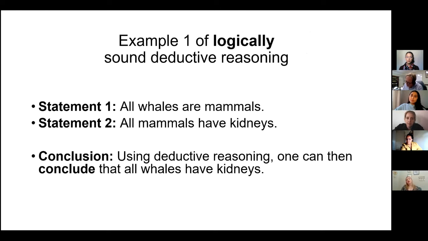So let me show you an example of a logically sound deductive reasoning. In your very first statement, you'll have: all whales are mammals. So that's a fact, that's true. All mammals have kidneys. That's also another fact that is true. So then we can conclude, if statement 1 and statement 2 are both true, then with deductive reasoning, we can conclude that all whales have kidneys.